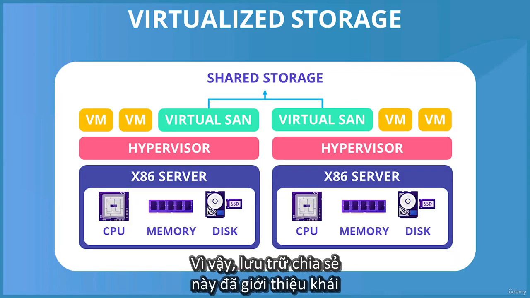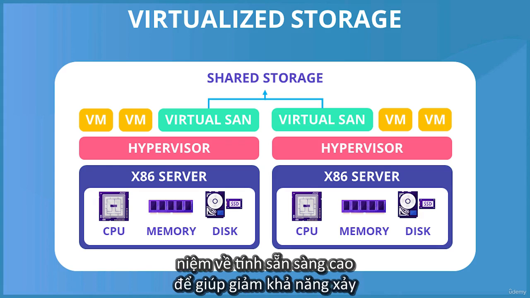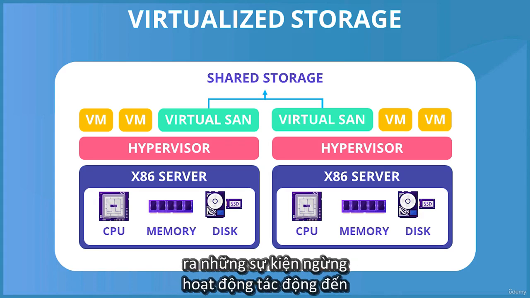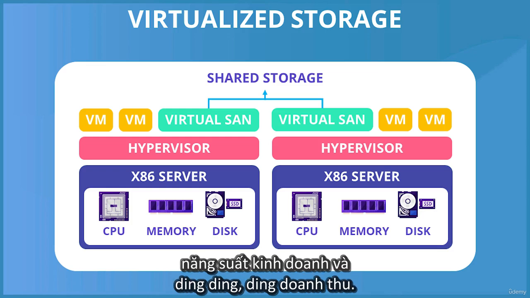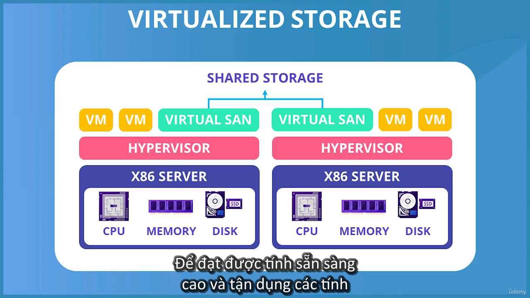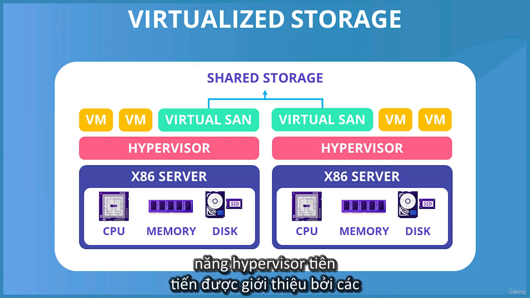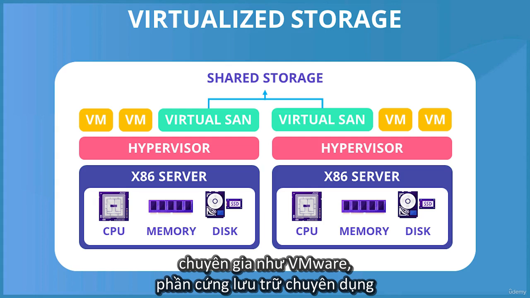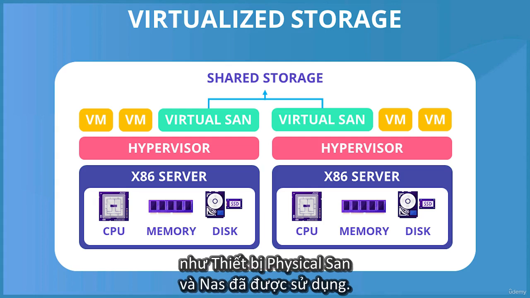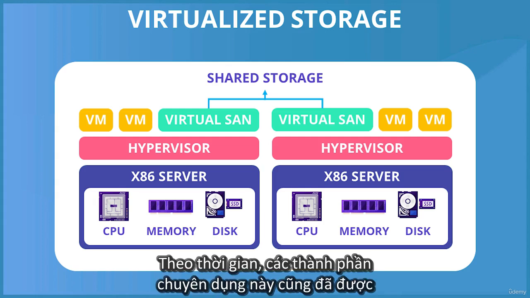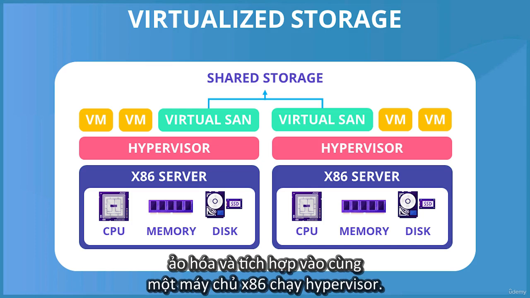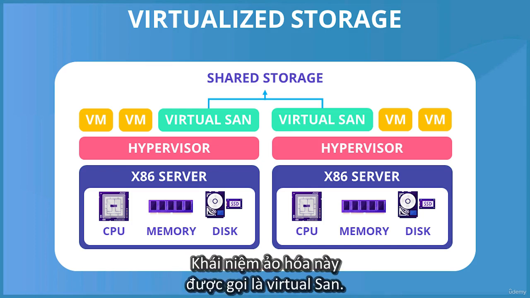So this shared storage introduced the concept of high availability to help reduce the likelihood of downtime events impacting business productivity and, ding, ding, ding, revenue. To achieve high availability and leverage the advanced hypervisor features introduced by the likes of VMware, specialist storage hardware such as physical SANs and NAS devices were utilized. Over time, these dedicated components have also been virtualized and incorporated in the same x86 servers running the hypervisor. This virtualization concept is known as a virtual SAN.